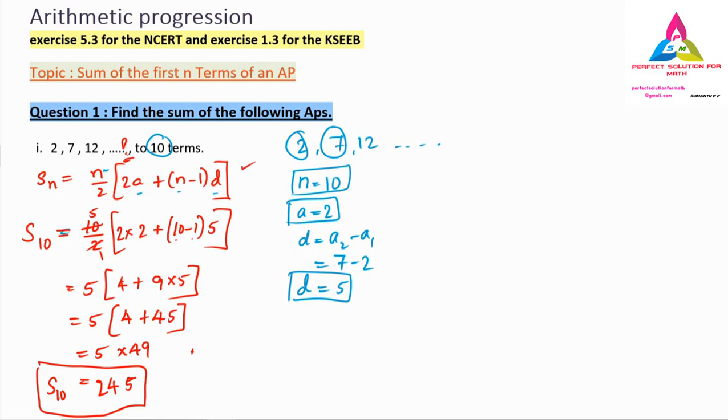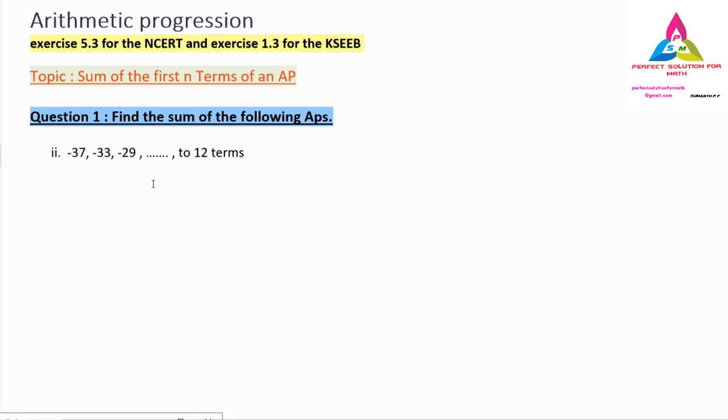This is our first question. Coming to the second question, here you have one more question of the same type, but with a little change. The number which you can see over here has a negative symbol. That is the only difference; the rest is a similar method that we have to follow.